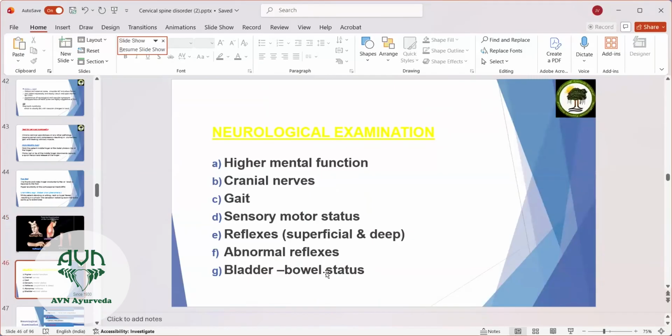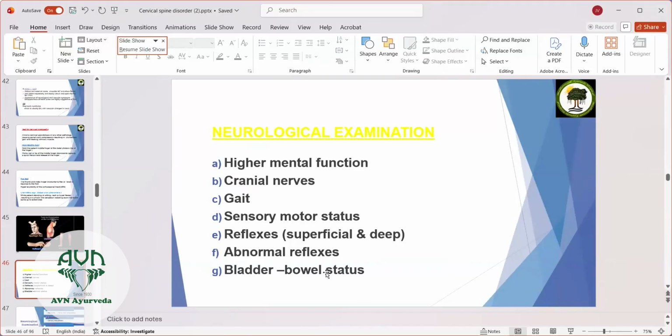After completing these steps, that is history taking, inspection, palpation, and special tests, we have to look at the neurological examination also, the higher mental functions like orientation to time, place, and person, and whether the patient is conscious or not. So also we have to test all the cranial nerves. While considering the cranial nerves, the accessory nerve, the 11th nerve, is responsible for shoulder shrugging movement. We have to look at whether the accessory nerve is involved or not. That means cranial nerve involvement also we have to look for.